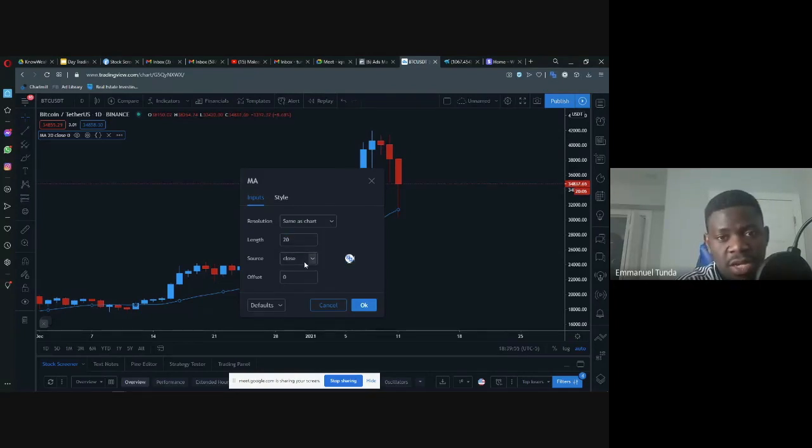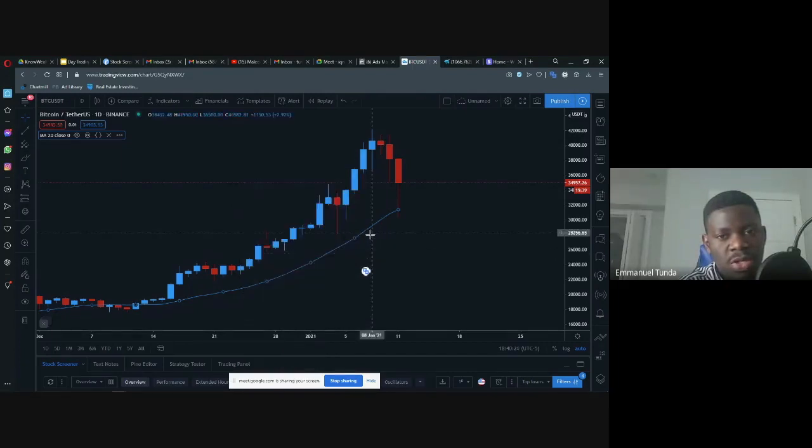And then in terms of the source, you want to look at the closing price. If you want, you can look at the opening price. You can look at the high, the low, or the medium price. But what we want to look at is the closing price. So you choose the closing price, and boom, you are good to go. So you add a 20. This is how you add a moving average.